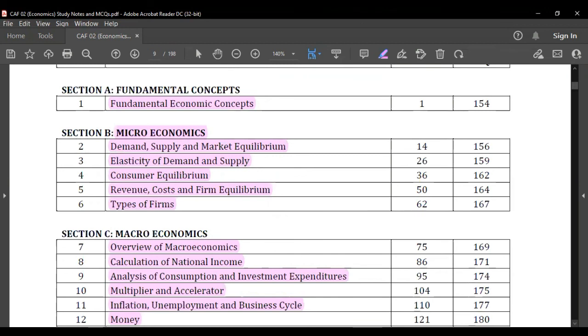Let's meet in the next class with the first chapter, that is fundamentals of economic concepts.